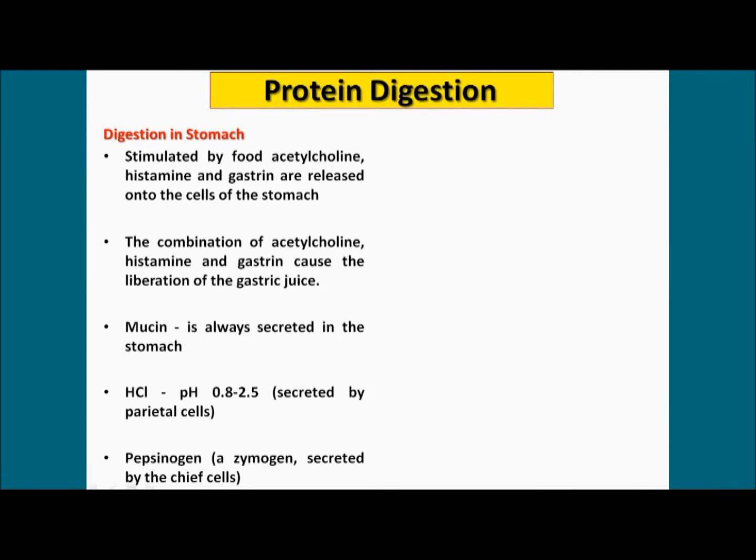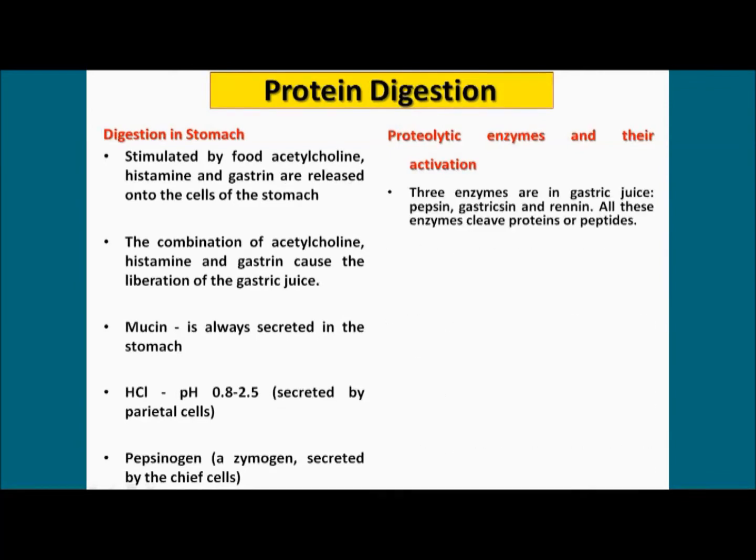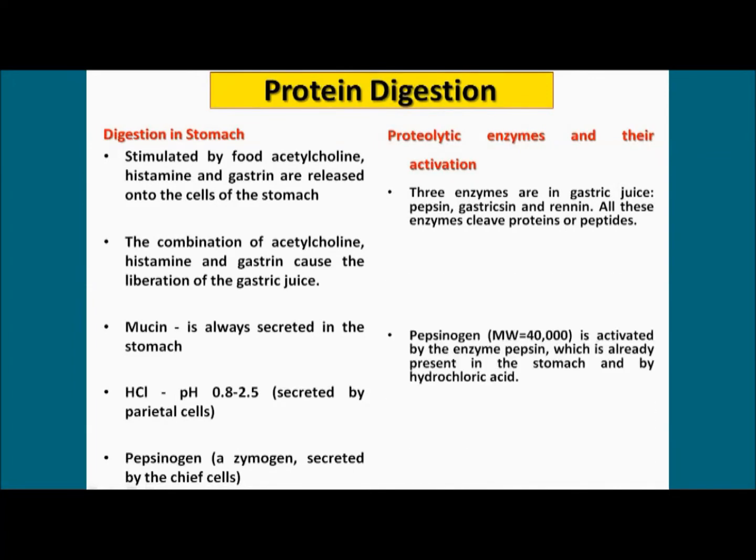the human body. Now, the proteolytic enzymes and their activation. How do these enzymes get activated? So first of all, you see three enzymes are in the gastric juices. What are the three enzymes? Basically, you have pepsin, you have gastricsin, and you have renin. These three enzymes are in the gastric fluid. I repeat, pepsin, gastricsin, and renin. All these enzymes cleave the proteins into peptides, right?